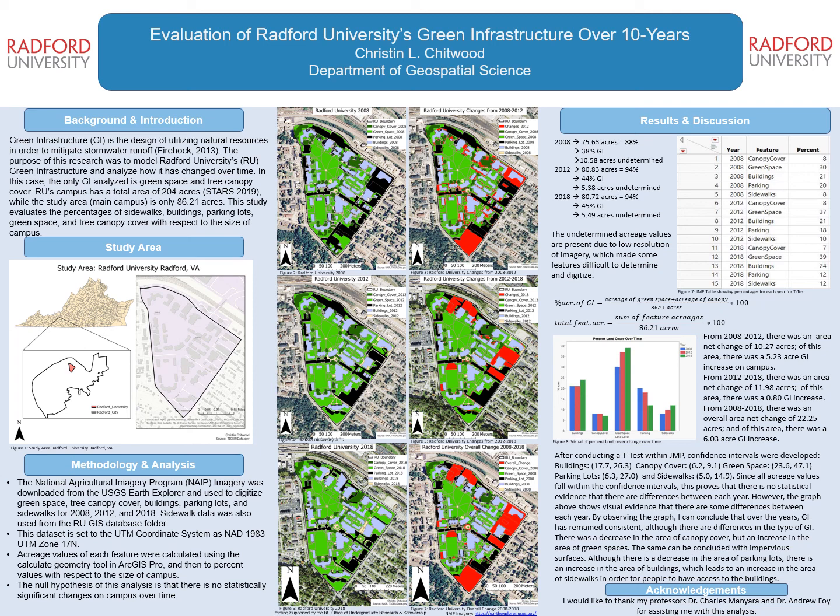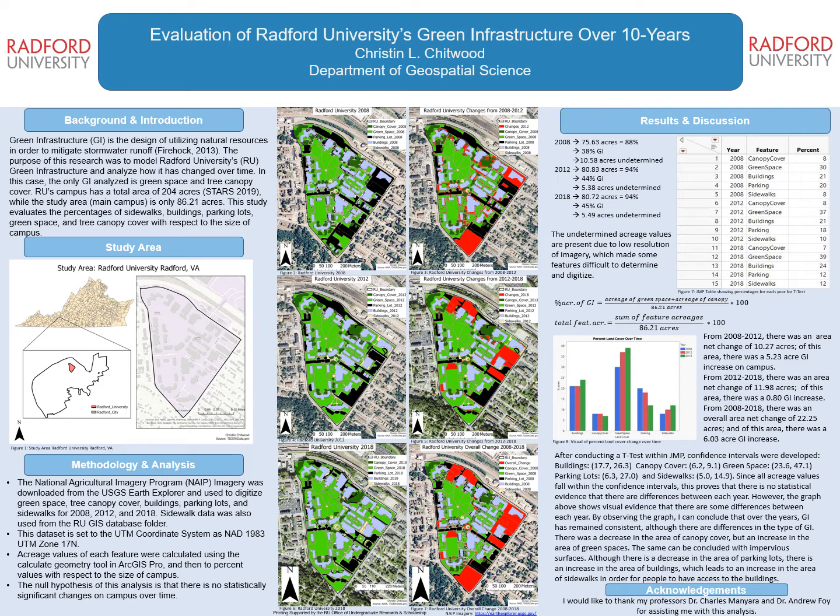This project is an evaluation of green infrastructure on Radford University's main campus from 2008 to 2018. Green infrastructure is an urban design that is used to infiltrate stormwater and mitigate stormwater runoff. It reduces the amount of pollution present in runoff from urban areas. It is cost-effective, can ease the intensity of urban heating, prevent flooding, and provide many other environmental benefits.